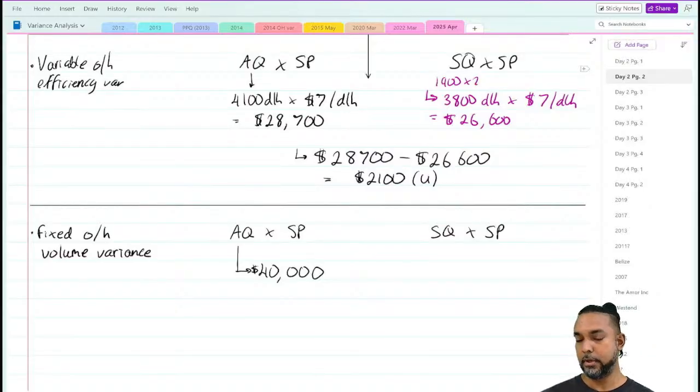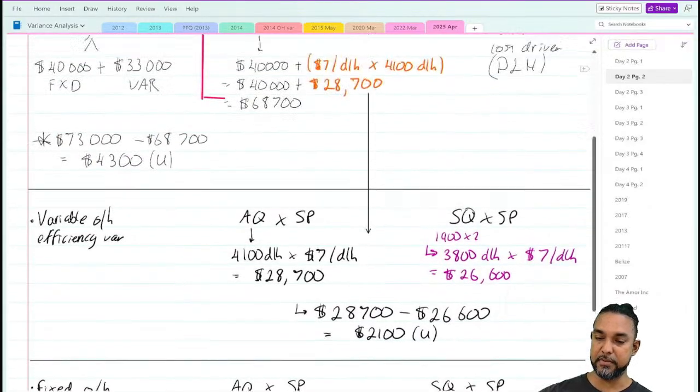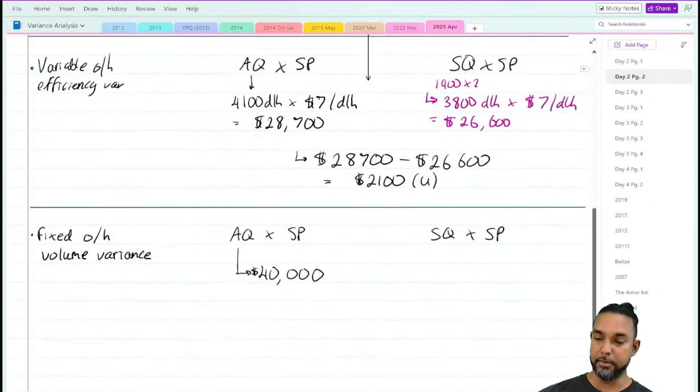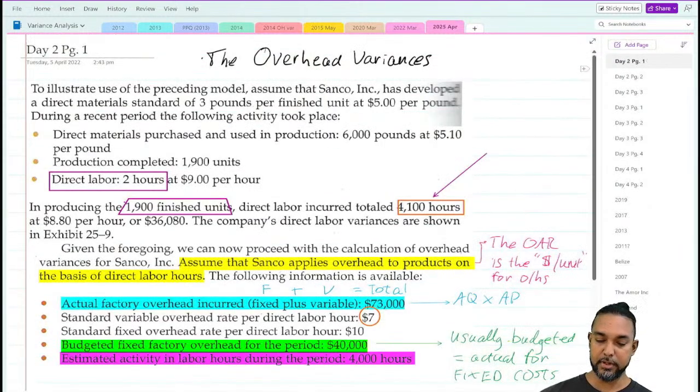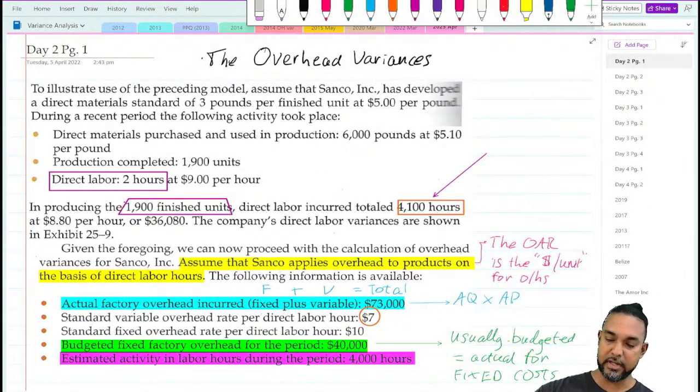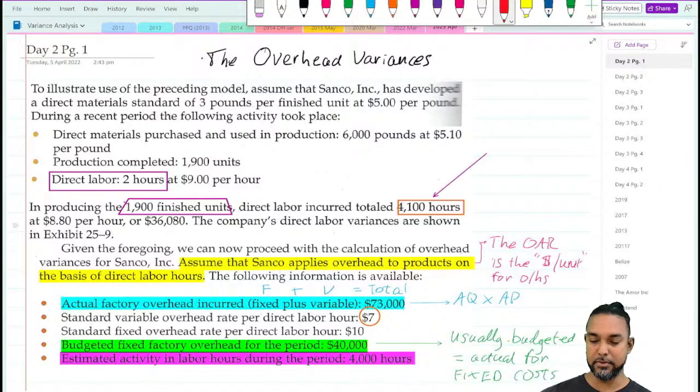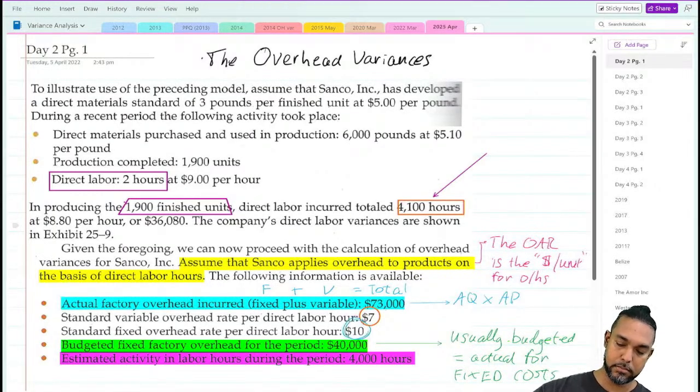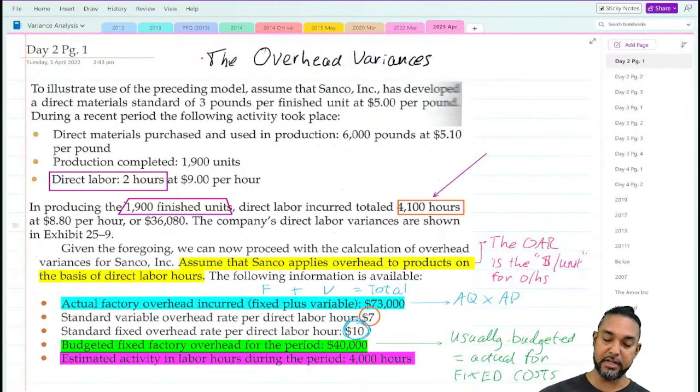Now, for standard quantity by standard price, it's going to be very similar to what we just did in the purple. So I guess I have to put this in a purple too. I guess I'll use red. Actually, that's a little too close. Let me use blue. That didn't come out good. Okay. So the standard fixed overhead rate per DLH is $10.